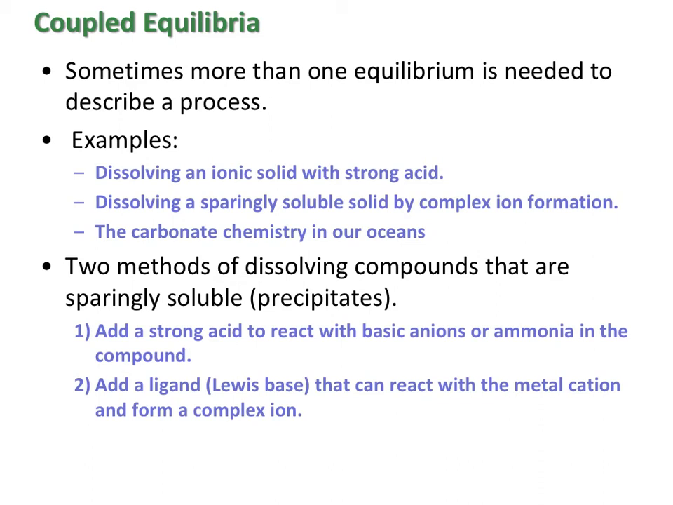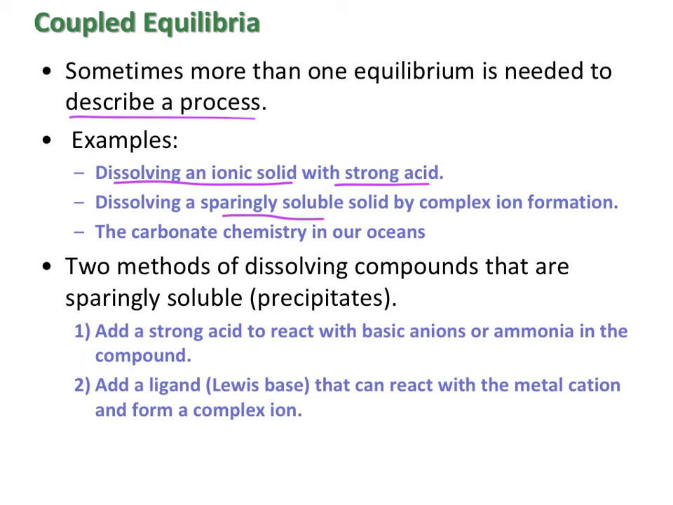And this is whenever we have a stepwise process and each of these steps has its own equilibrium constant, and then we can combine steps to get an overall unknown equilibrium constant. So sometimes more than one equilibrium is needed to describe a process. So for example, dissolving an ionic solid with a strong acid, you're first going to have to do one step and then it's followed by a separate step.